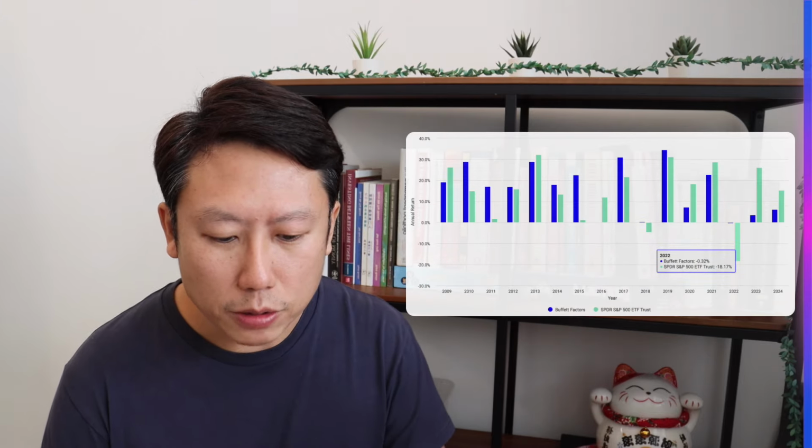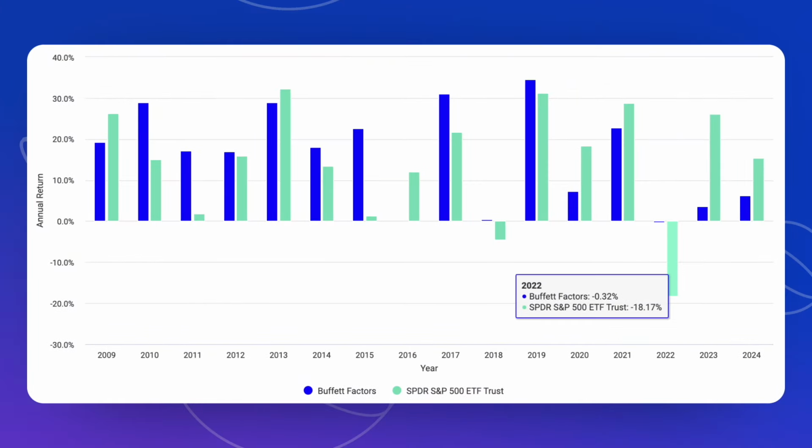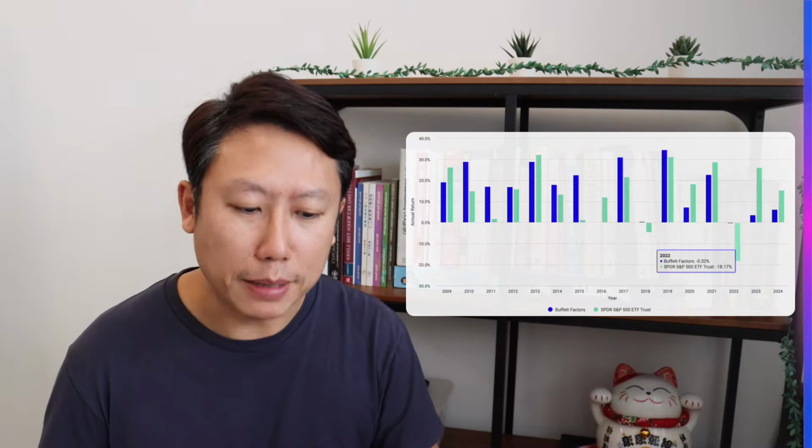So this is another pictorial comparison for you to see more clearly. Okay, so the blue bars are the Buffett factors and the light green ones are the S&P 500. You can see, especially in 2022, that was where the worst year happened. The S&P 500 was down 18%, but the Buffett factor portfolio was only down 0.32%. Okay, so that is the significant downside protection that these 25 stocks had over this period of time.